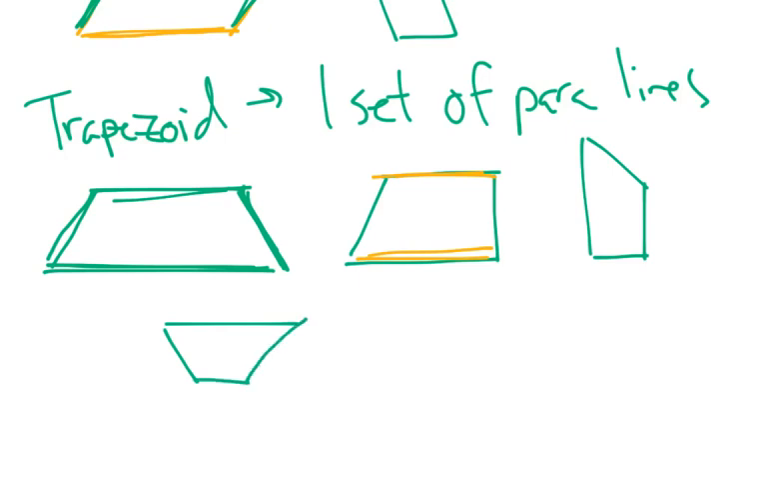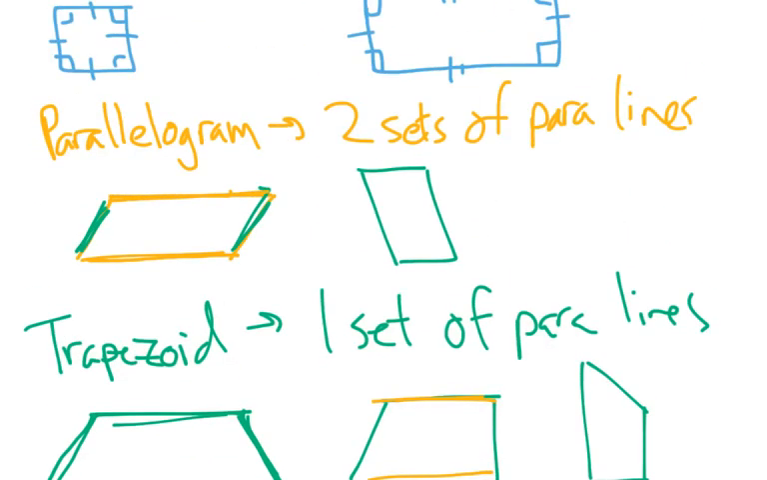Let's make that one a little even longer like that. We still have a parallel line here, or these two lines are parallel, but these lines don't even come close to mirroring each other. But that's fine. As long as you have one set of parallel lines, you have a trapezoid.